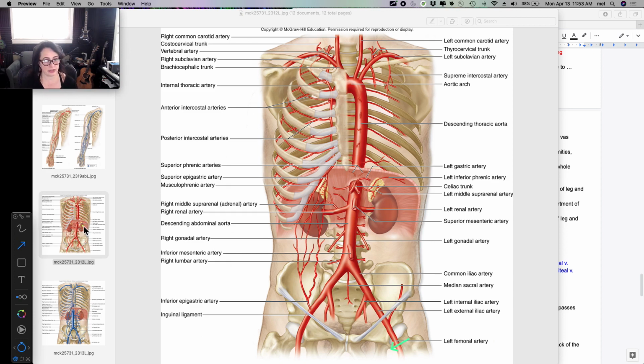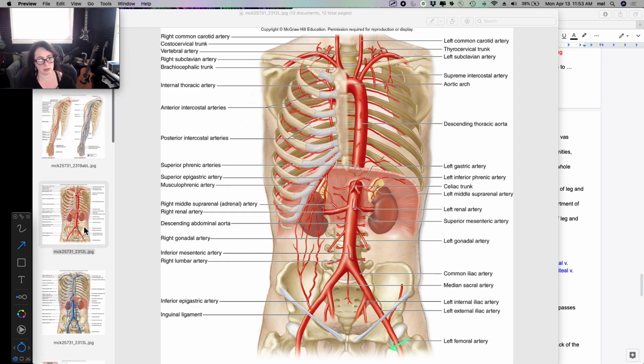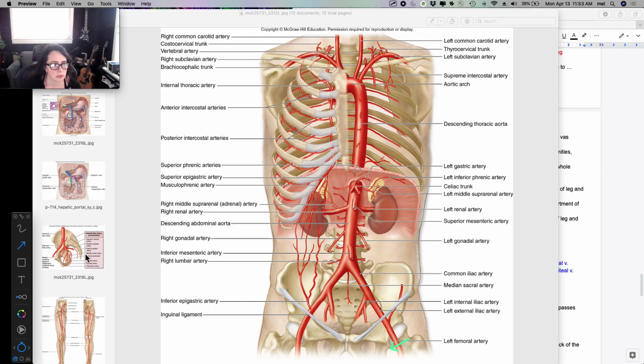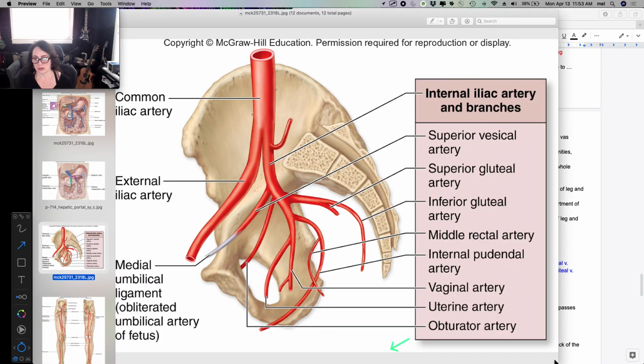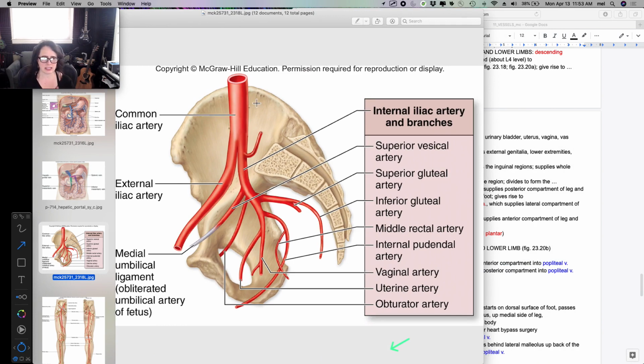All right, so let's look at those in some more detail. This is a weird figure from your textbook, but we'll look at it anyway. So the internal iliac arteries, can you kind of tell what you're looking at here? Here's the common iliac that was splitting from the distal end of the descending abdominal aorta. The external iliac would be going mostly to the thigh and the leg, and then this one right here is the internal iliac artery. So you're looking at the medial surface of the right os coxa.